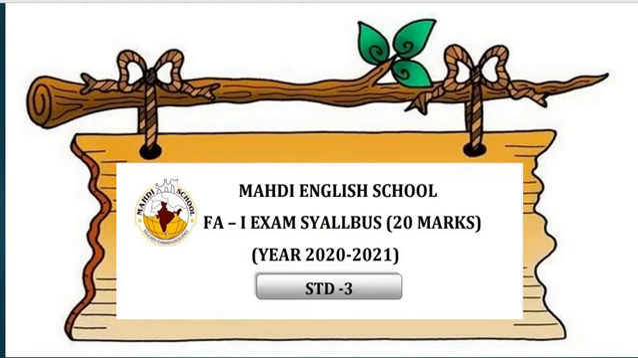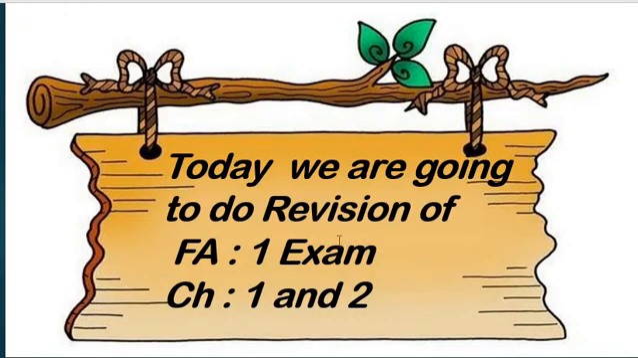Okay, students, now your FA1 exam syllabus, 20 marks, 2021, standard 3rd. Today we are going to do a revision of the FA1 exam. In the FA1 exam, how many chapters will come, all students? Chapter number 1, place value, and chapter number 2, addition and subtraction. These both topics are coming in this FA1 exam.